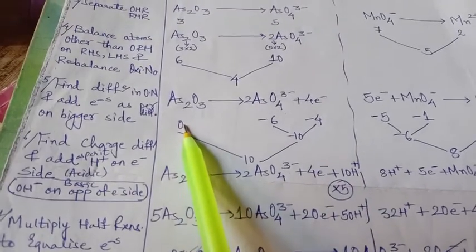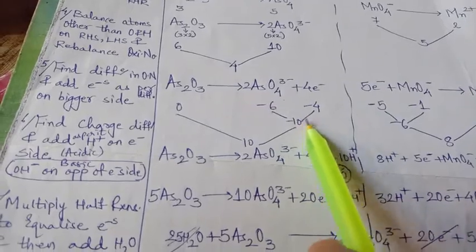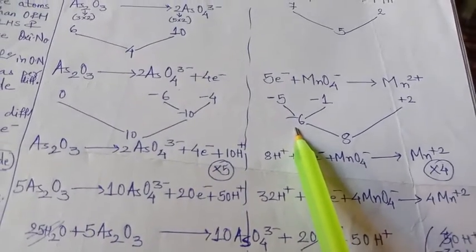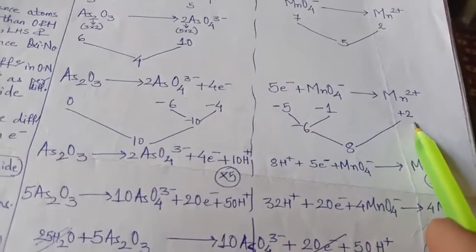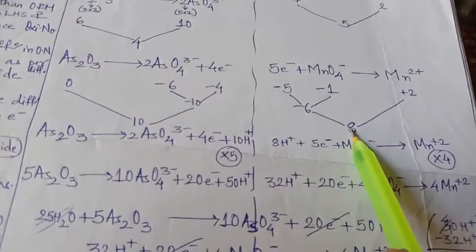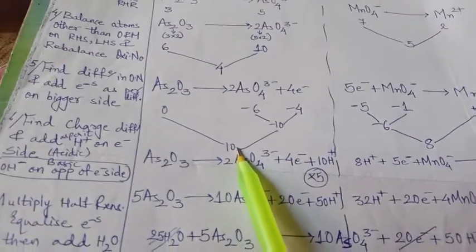So here it is 0, here it is 10. 0 minus minus 10 will be plus 10. Here it is minus 6 minus plus 2, so minus plus minus, minus 6 minus 2 will be minus 8. So we will write only 8, we will write only 10.